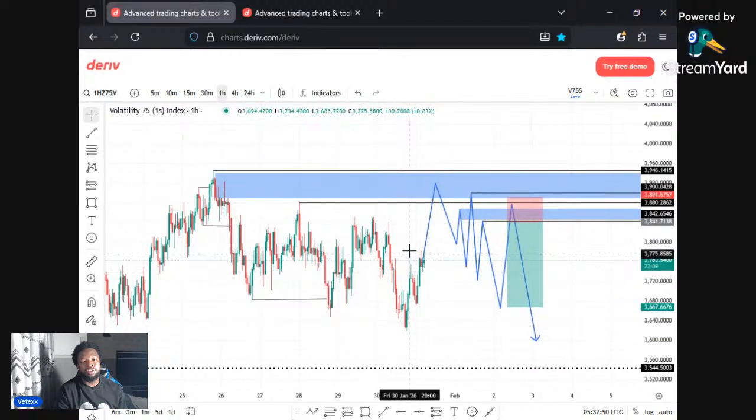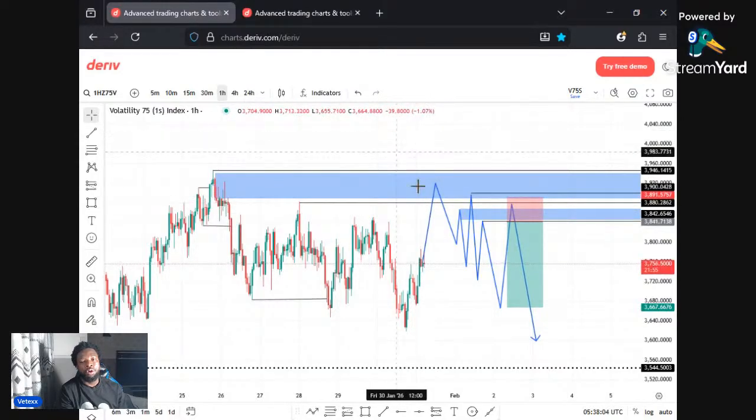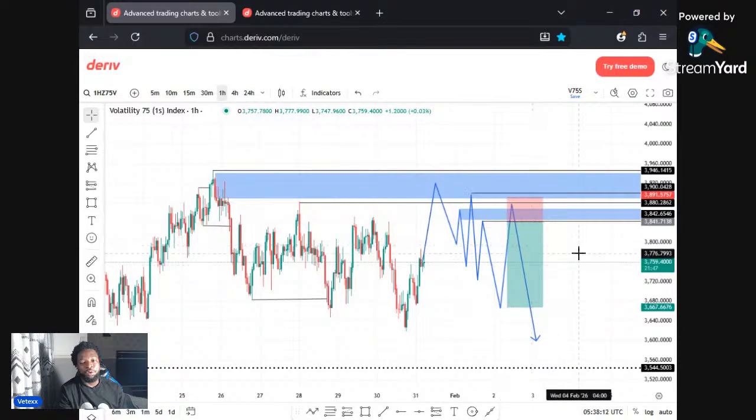But the thing is, you are going to be in much more drawdown than on this hourly time frame, and price might take you out because there's no extra confirmation that price is actually going to sell. The reason why you come to the 15 minutes or 30 minutes time frame after price taps into the 4 hour, 1 hour time frame is just to have an extra confirmation that price is going to sell from here.